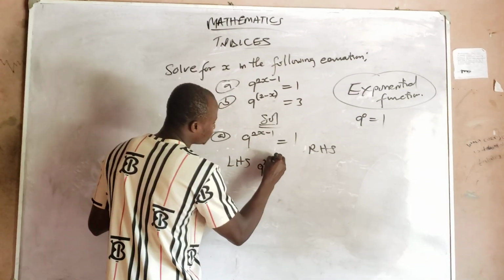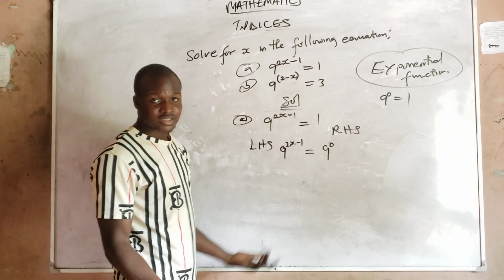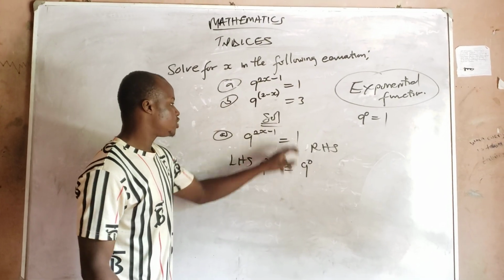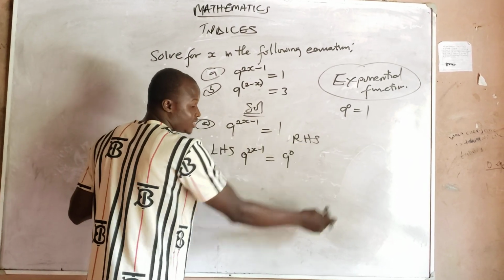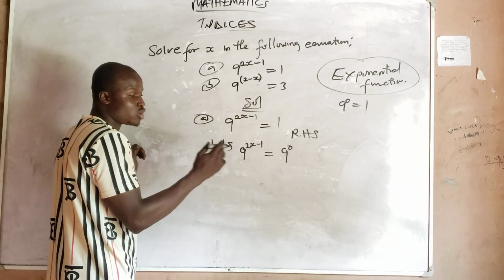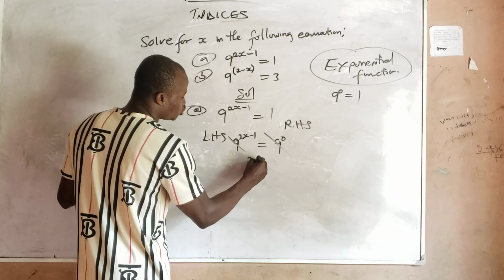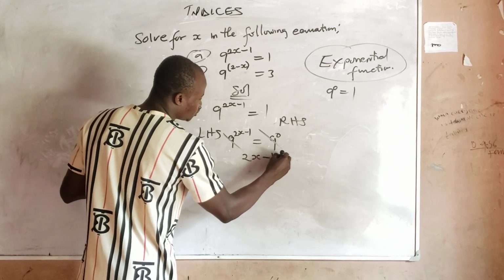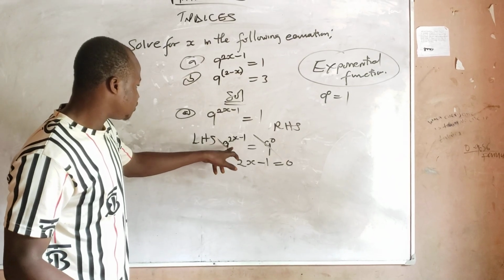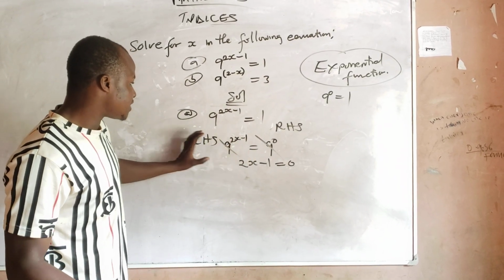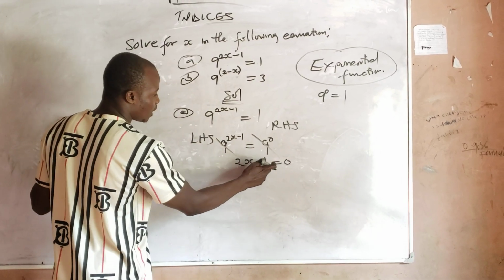Now, look at this. 9 raised to the power of 2x minus 1 is equal to 9 raised to the power of 0. This is still 1, because any number raised to the power of 0 is 1. Now, the bases are the same, so you can cancel. Then 2x minus 1 is equal to 0. So you equate the power of the left hand side to the power of the right hand side. Now 2x minus 1 is equal to 0.